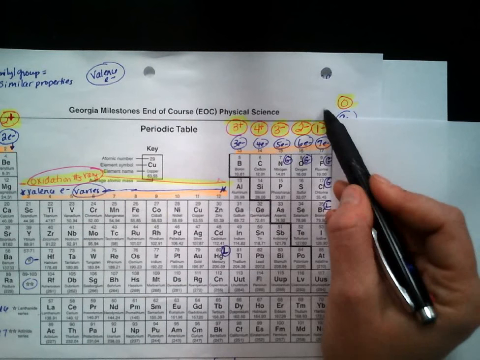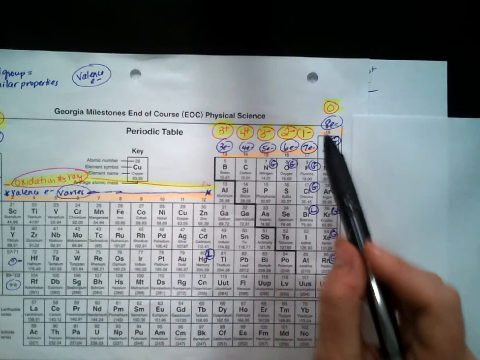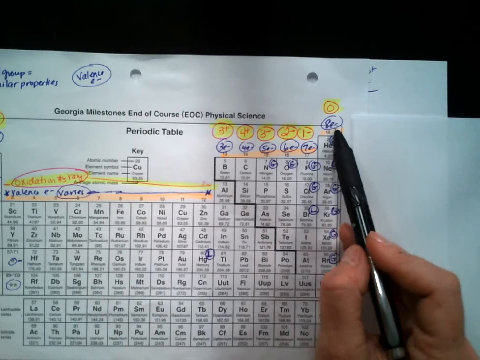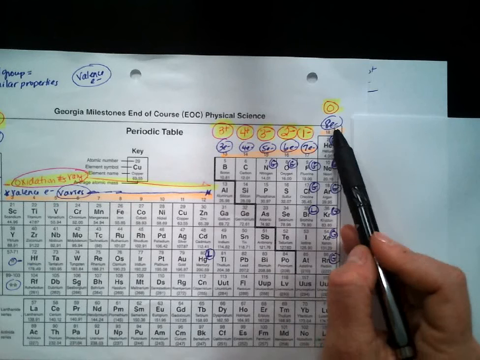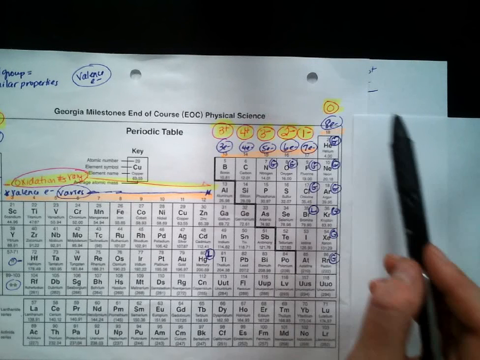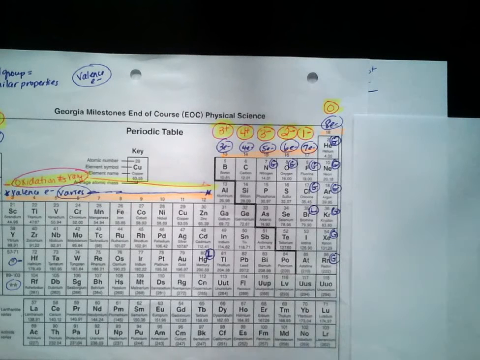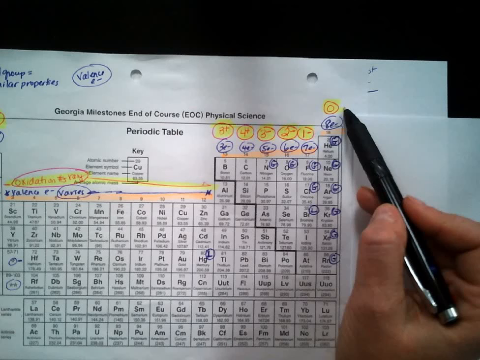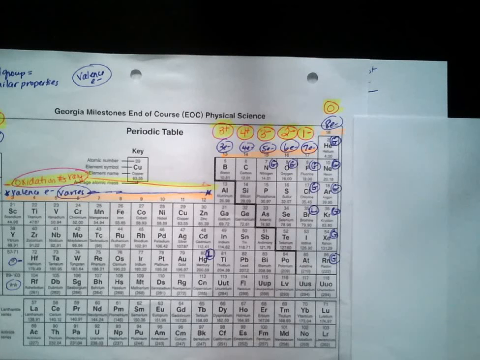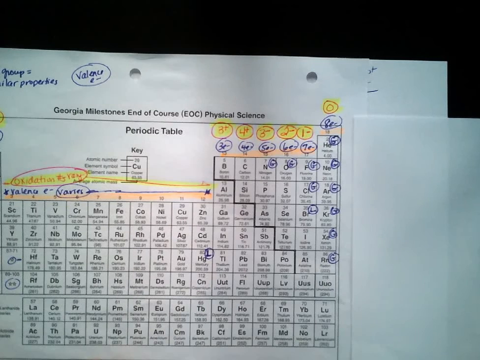And then your noble gases over here, they have 8 electrons in the outer shell. Remember, 8's our magic number. It has 8. It's not going to give any away. It's not going to take any from anybody, because it is stable. So they are not going to make ions, okay? So there is 0.